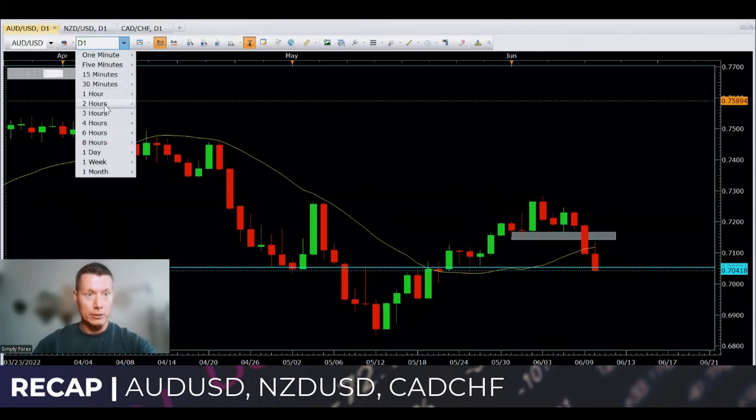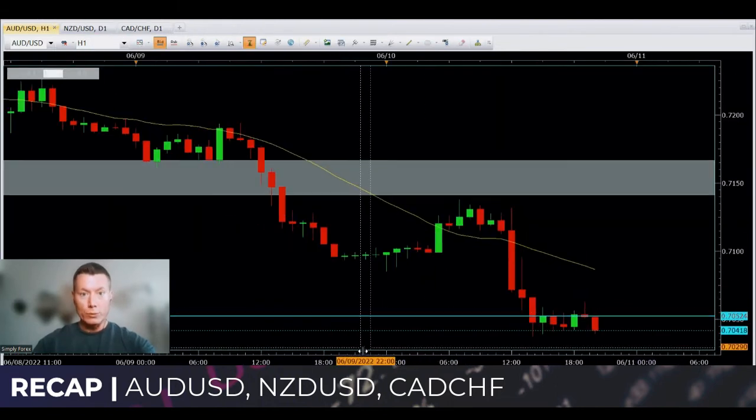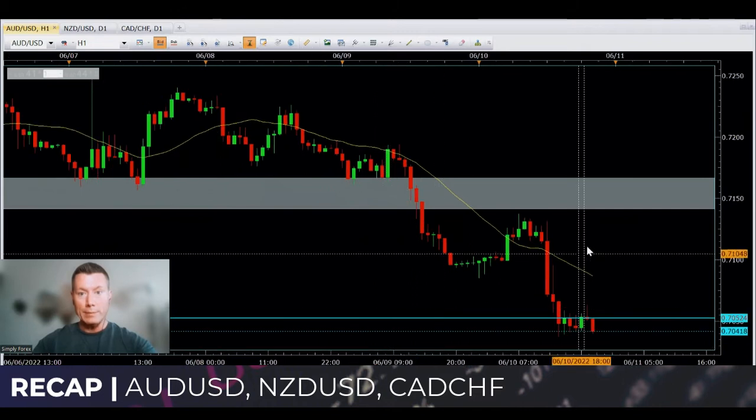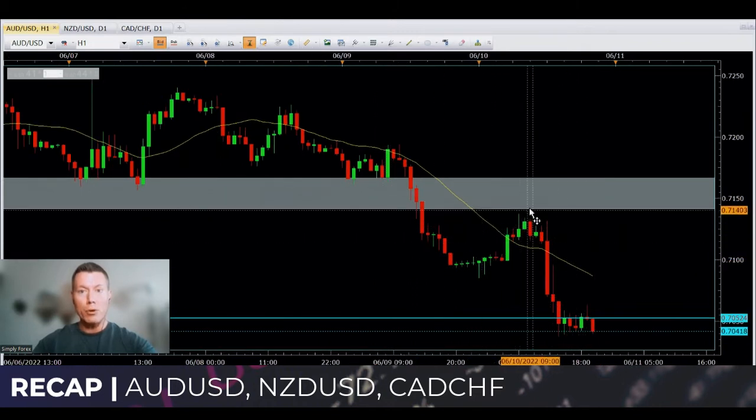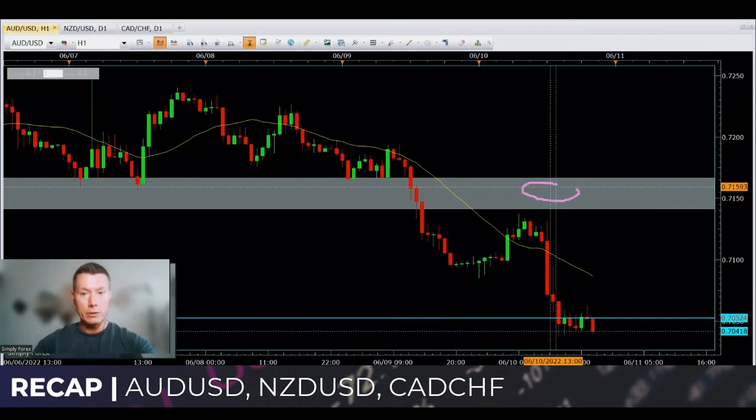Okay, so let's take a look at the H1. So we had our grey zone mapped out, as you can see guys, and price didn't reach it. Okay, so yeah, price obviously clearly didn't reach our grey zone. But if you remember from my analysis, I said we could trade the first bearish candlestick pattern. Because that daily candle was so bearish, we could trade the first bearish candlestick pattern on the H1.